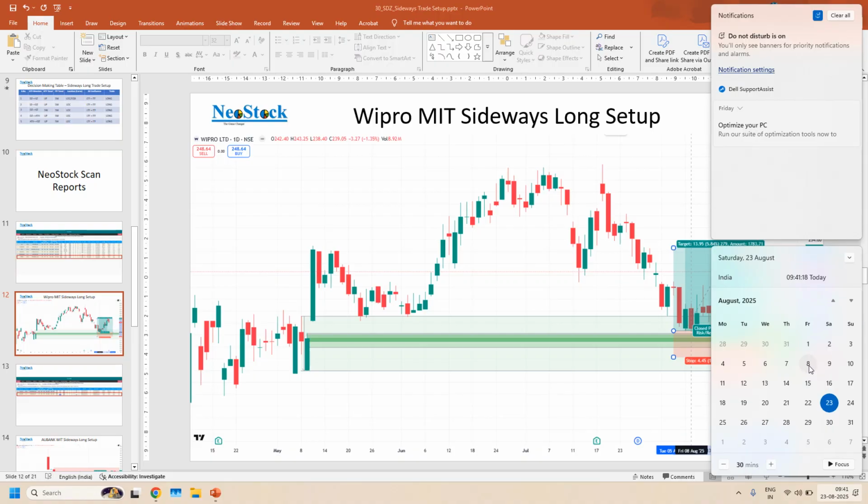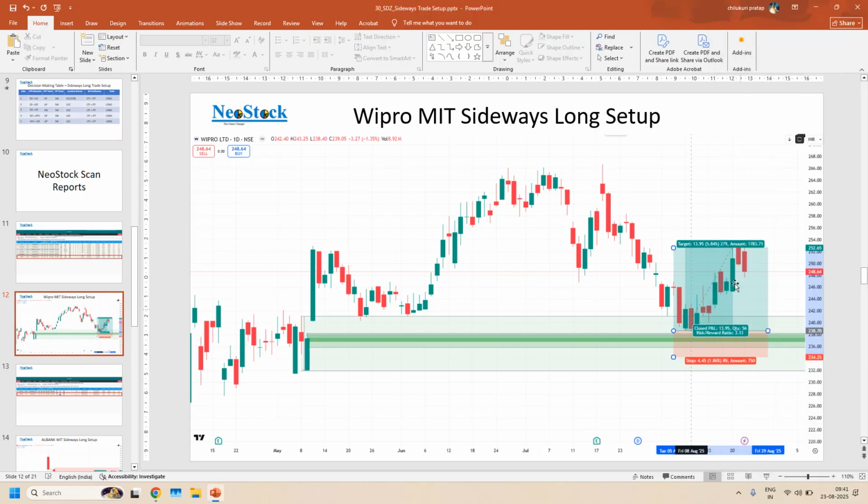Within how many trading days? This is the first trading day. Second, third, fourth, fifth, this is a holiday. 6th, 7th, 8th. In 8 trading days, Wipro gave you 14 rupees profit. Let us approximately calculate how much profit we would have got as per one futures lot size.